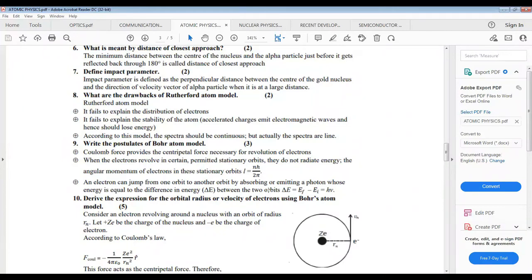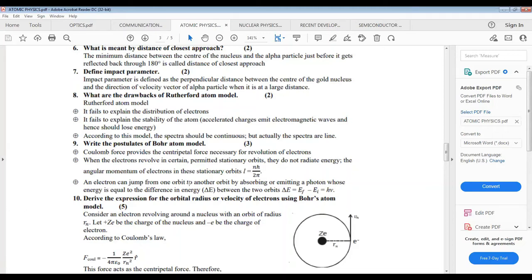The electron revolves in the orbit, and the angular momentum of the electron is given by nh by 2 pi. Here n is the orbit number, first orbit, second orbit, h is Planck's constant, and pi, you know, is a constant.